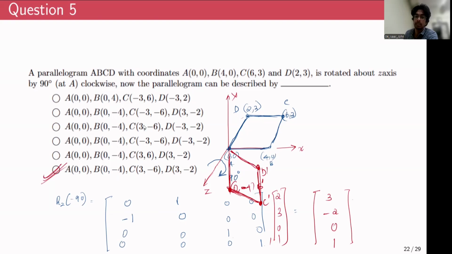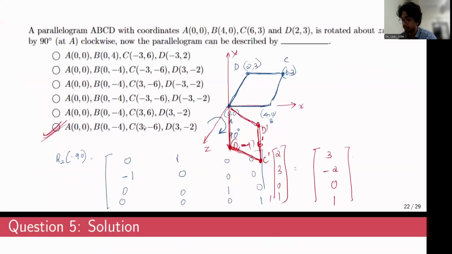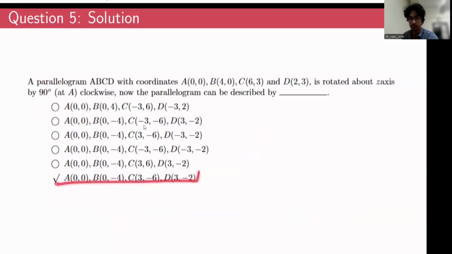If you rotate the parallelogram ABCD by 90 degrees, you will end up with something like this. Yeah, so I also agree, the final answer is going to be option F. Let's check it. Yeah, that is indeed the final answer.